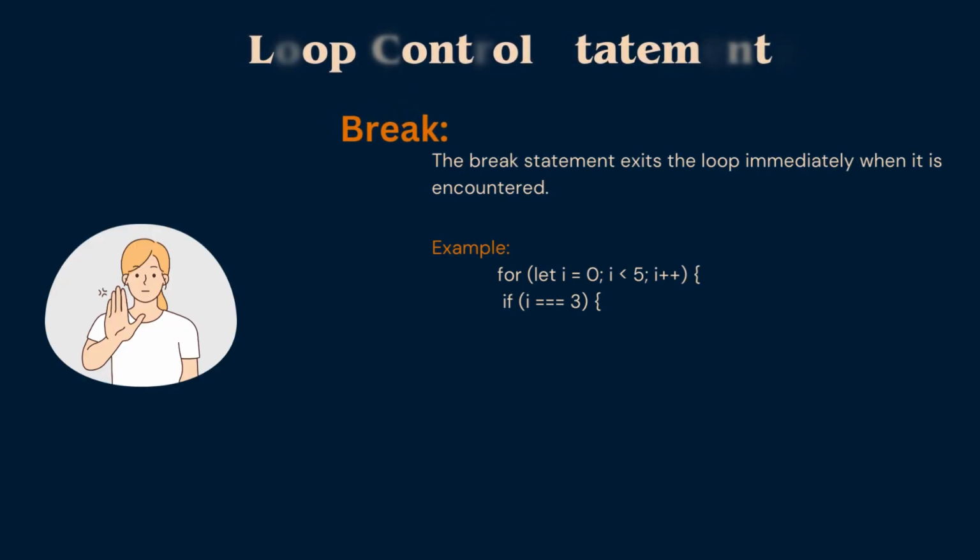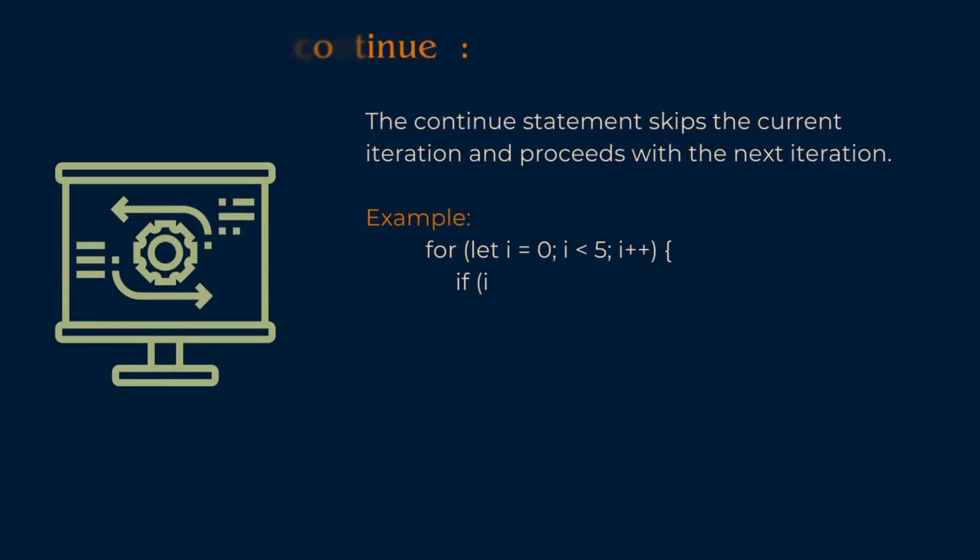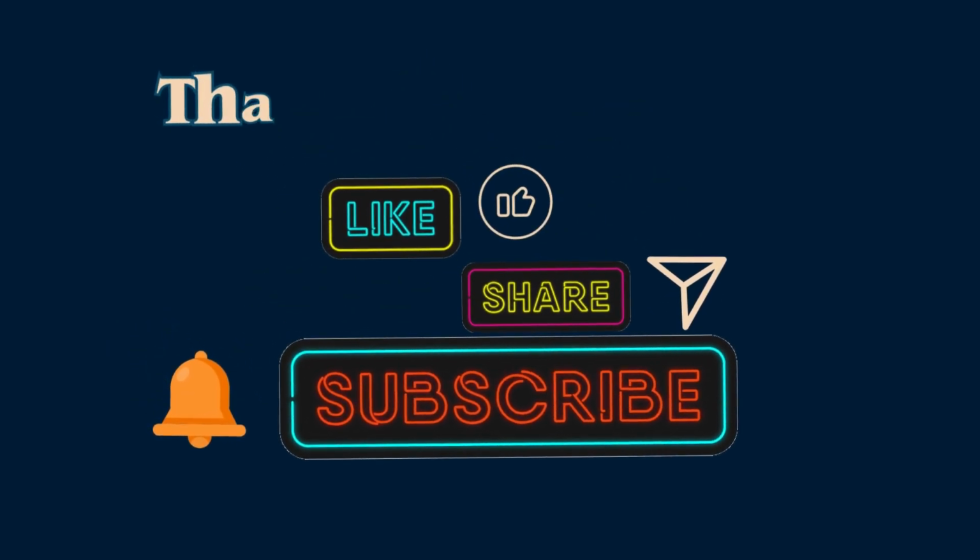Loop control statements. Break: the break statement exits the loop immediately when it is encountered. Continue: the continue statement skips the current iteration and proceeds with the next iteration.